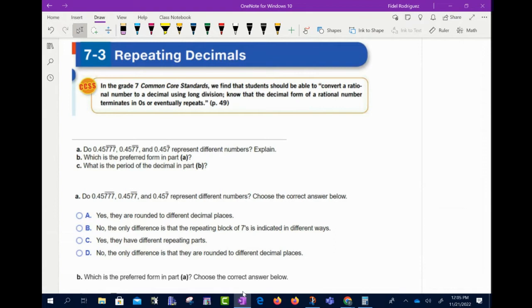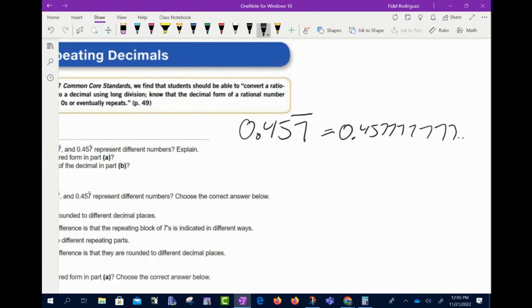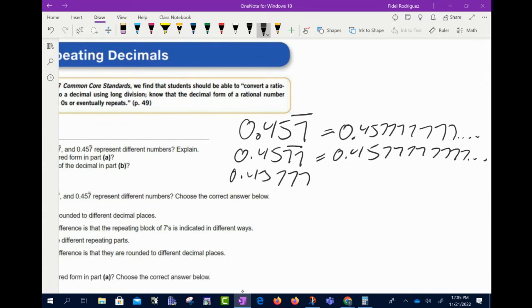What I want us to understand, y'all, is that the little bar just means that the number is repeating, right? So if I think about this one here, it would be the same thing as 0.5, and I'm just going to start writing a ton of sevens, and I know they're going to go on forever. And if I do 0.577 with the bar, wouldn't that mean that the 77 is going to repeat? We're going to keep going. And 0.537 with a bar, doesn't that just mean that the 3 sevens are going to repeat?